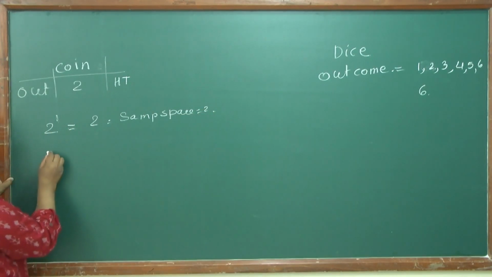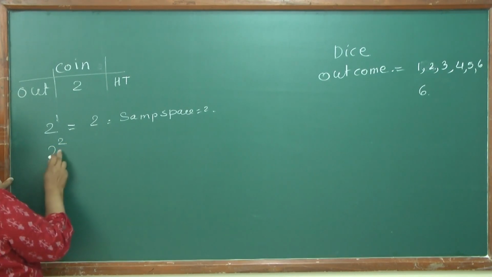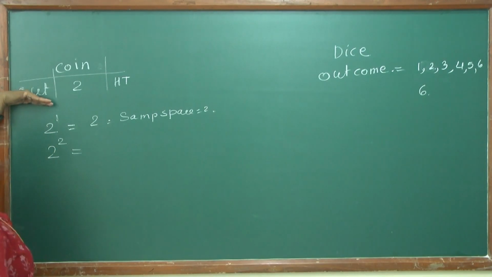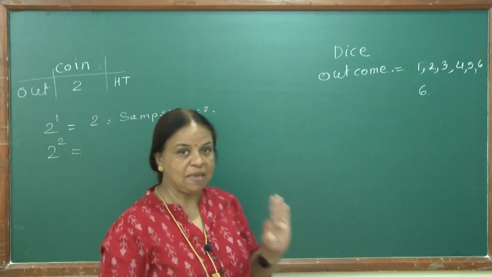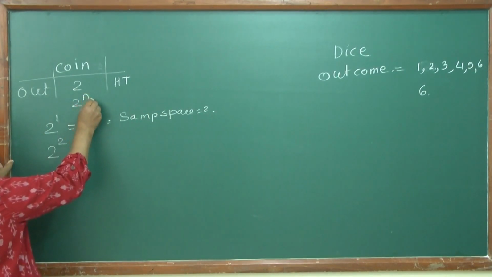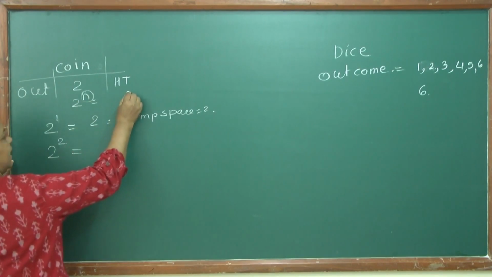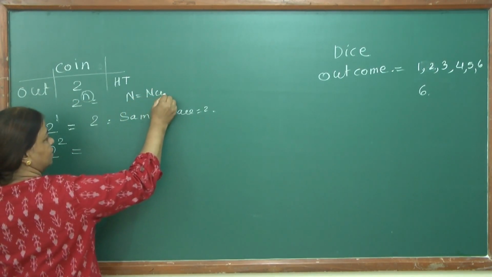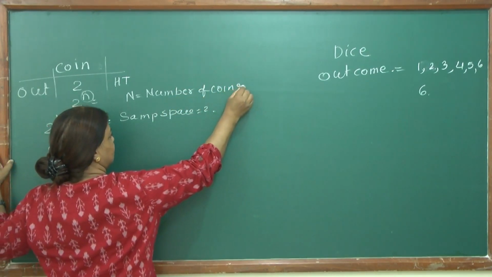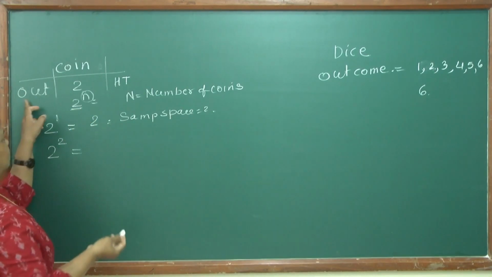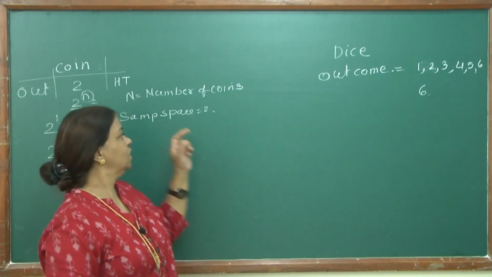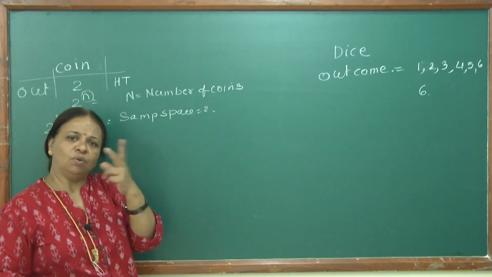Okay. If 2 coins are tossed, the formula for writing the number of sample space is 2 raised to n. What is n? n is equal to the number of coins. And what is 2? The outcome. If you toss one single coin, there can be 2 outcomes. But in every coin the outcome will be 2 only.